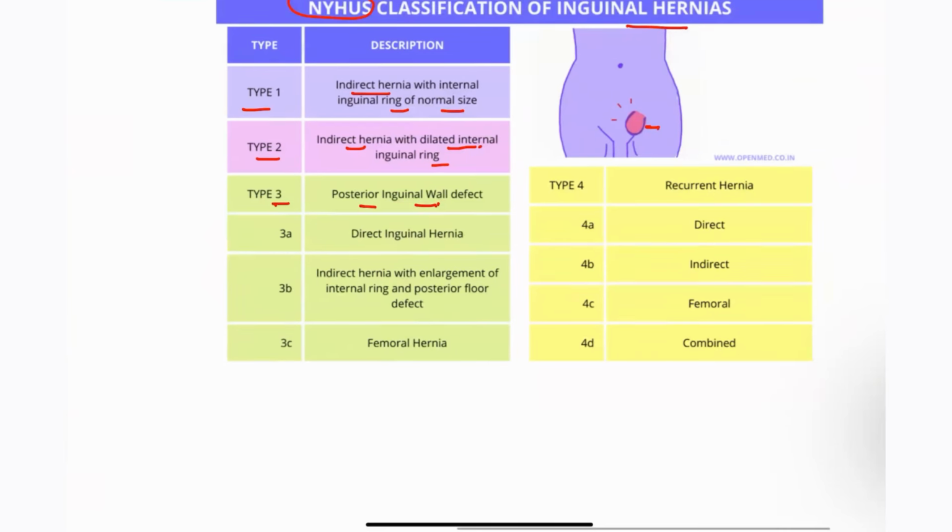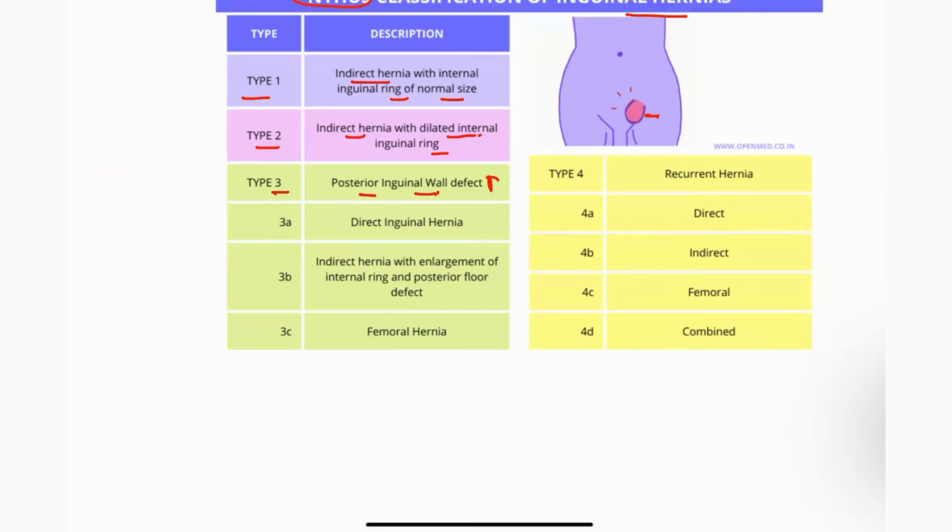Okay, that is coming from the direct hernia. This is going to be a direct hernia. 3A is a direct inguinal hernia. 3B is an indirect hernia with a posterior floor defect as well. Okay, 3B is an indirect hernia and at the same time a posterior floor defect. 3C is a femoral hernia. Okay, there will be type 4 also.